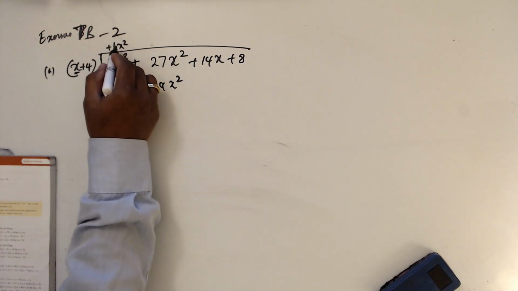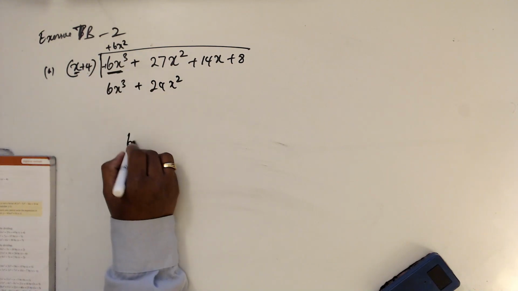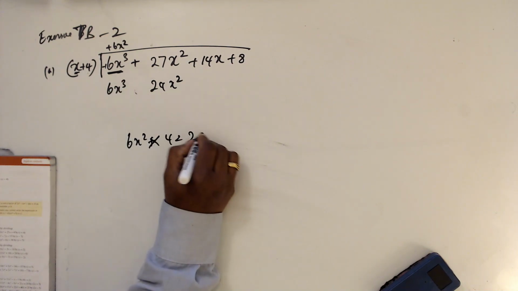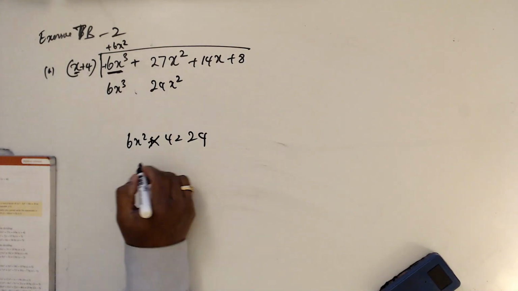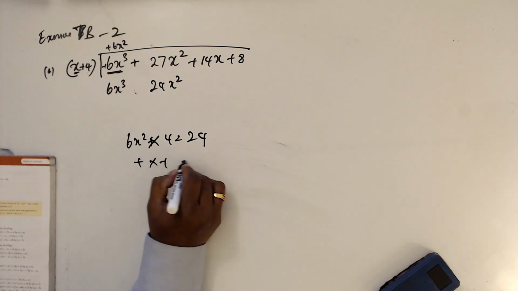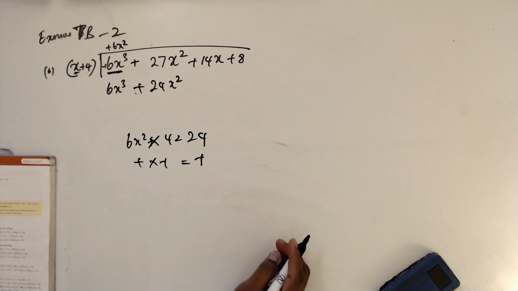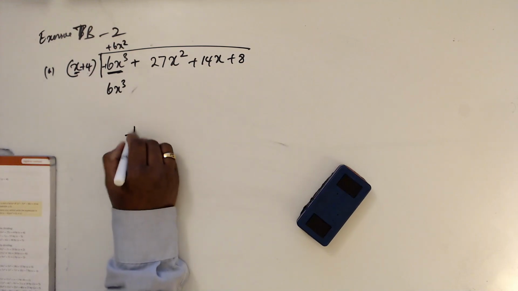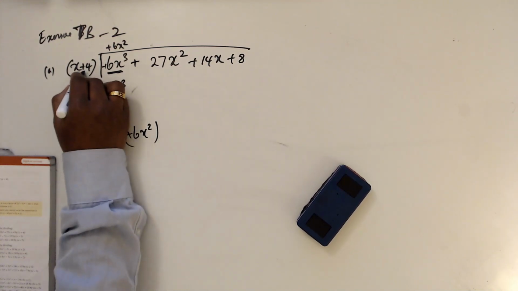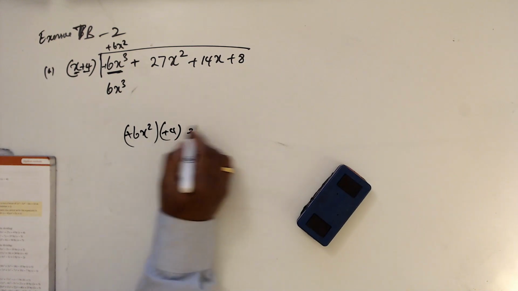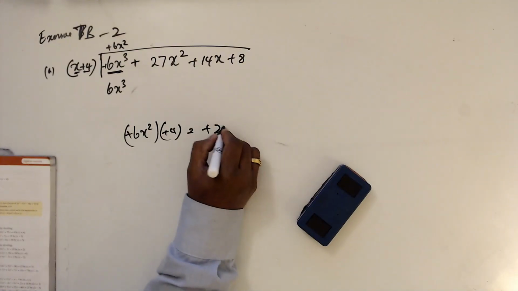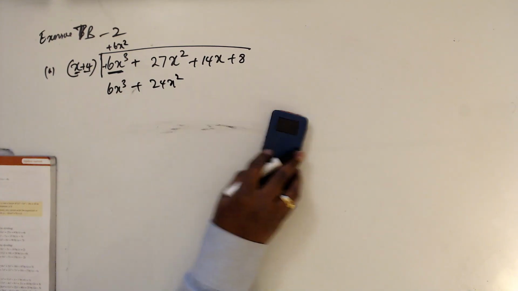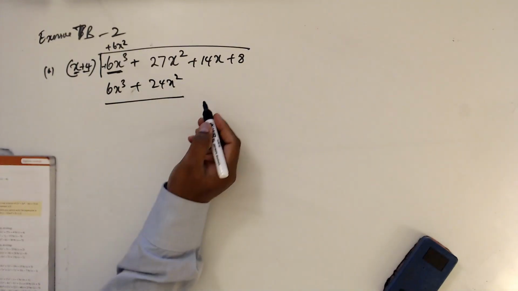When you multiply this one, you have two options. One is 6x square, you multiply by 4, 24. Then you multiply plus by plus. You can do that, or you can do this one as well. You pick up plus 6x square and plus 4, and then the final answer is plus 24x square. So you can write plus 24x square, whichever way is comfortable for you.